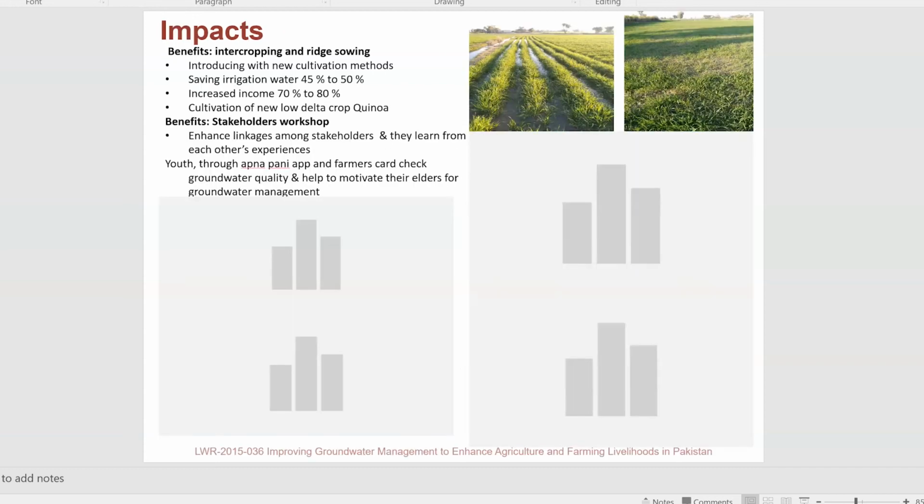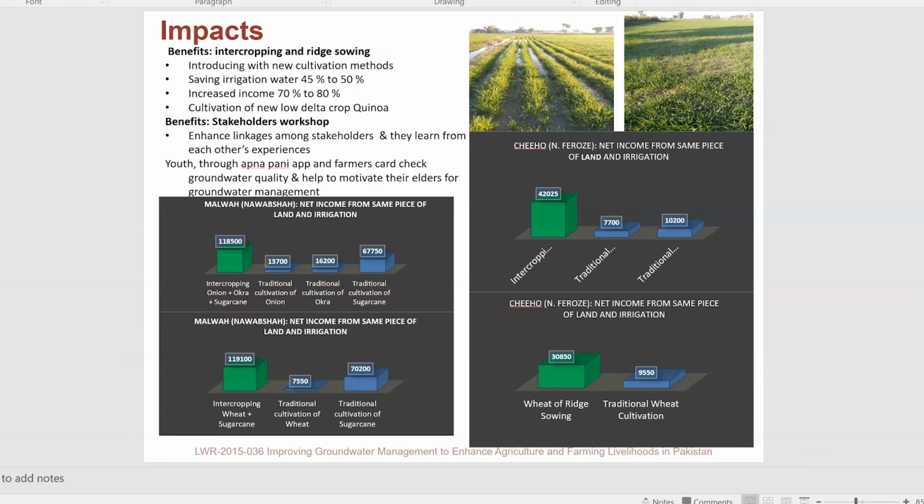As far as the impacts of the intervention are concerned, after harvesting, the results show promising socioeconomic impacts. Farmers were introduced to new cultivation methods, and they adopted ridge sowing for the first time in their areas. By intercropping, farmers save 45 to 50% of irrigation water, and they get 70 to 80% more income from intercropping as compared to monocropping or traditional cropping. For the first time, farmers also cultivated a new low delta crop, canola.